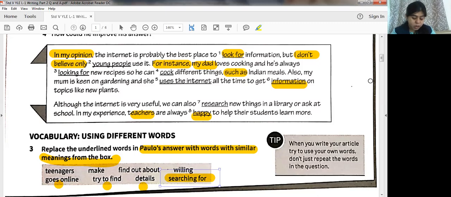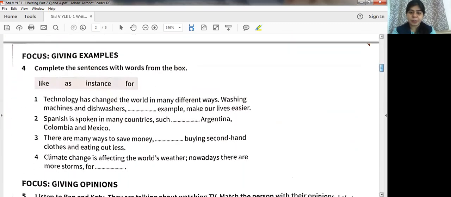Okay. Now, turn your textbooks to page number 32 and do the next question. Complete the sentences with words from the box. So you have these 4 sentences and you need to complete it by choosing the appropriate word from the box.